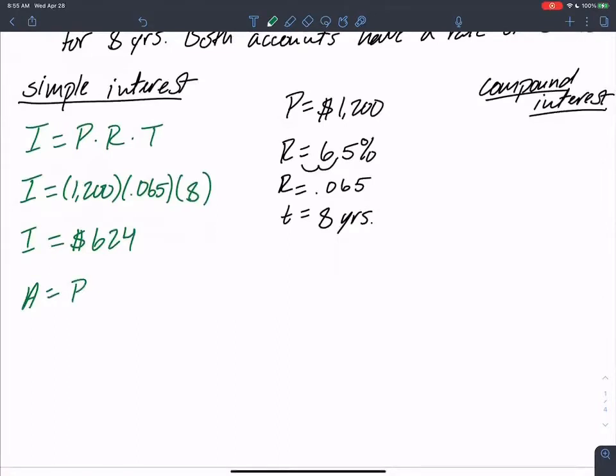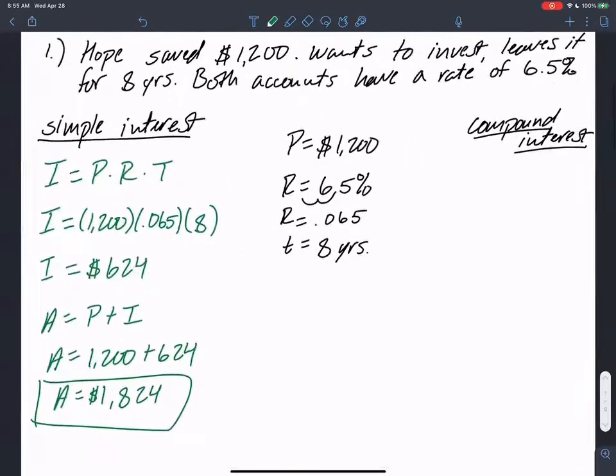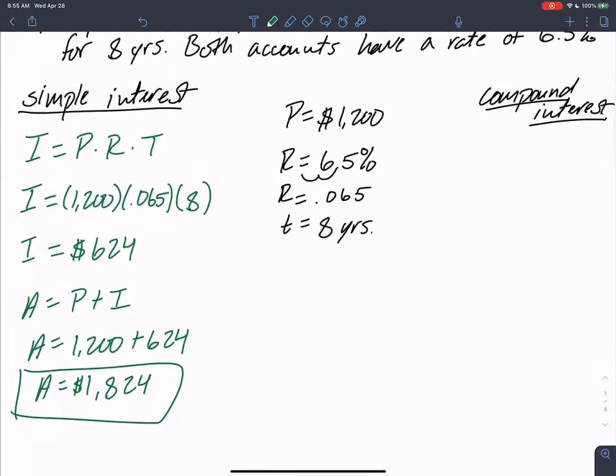principal, how much money you started off with, plus your interest, okay? So you started off with $1,200. You want to add in how much interest you have. And the total is 1,824. That's how much Hope would have if she saved those $1,200 for 8 years. Okay? If she went with a simple interest account.